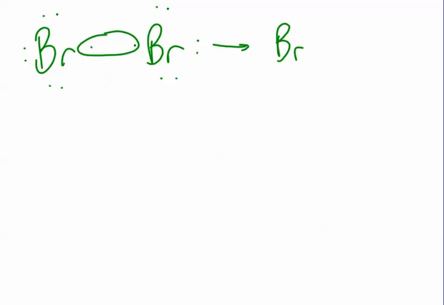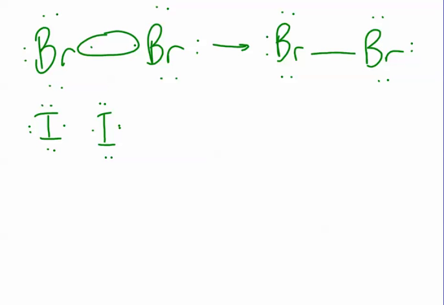Okay? Hofbrinkle, Br. Br is also a halogen. It's following the exact same pattern as its cousin. They're in the same family, so they share. Brinkle is I. So iodine shares.